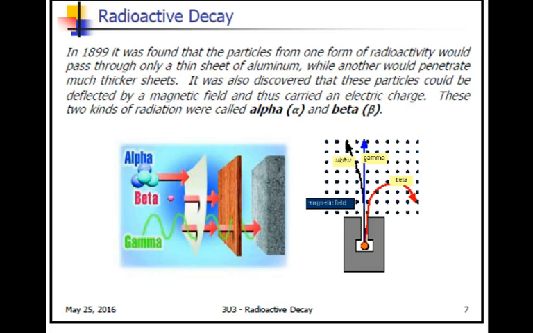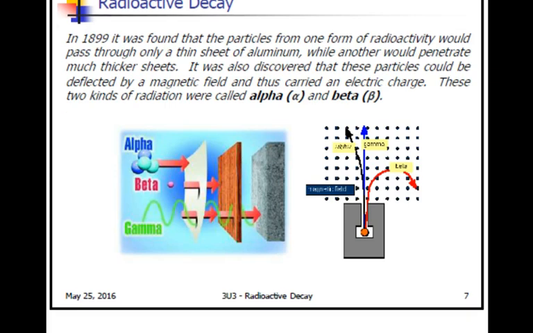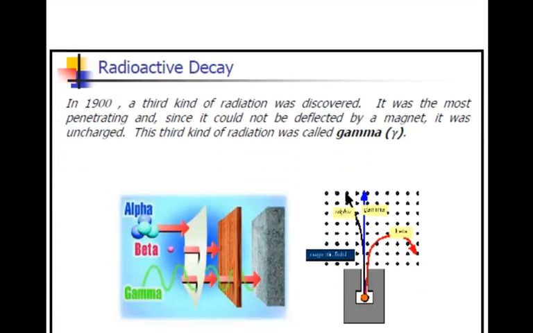So alpha radiation tends to be stopped by things like a thin sheet of paper. Beta radiation can pass through that, but it won't go through something a bit thicker. And also beta radiation is electrically charged, as is alpha radiation as well, but we'll get into that shortly.